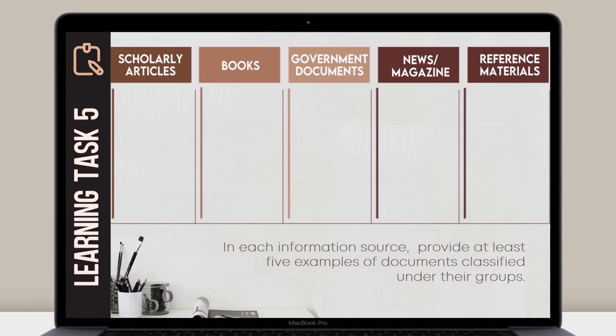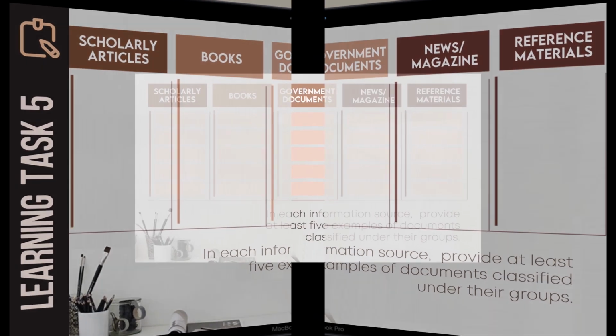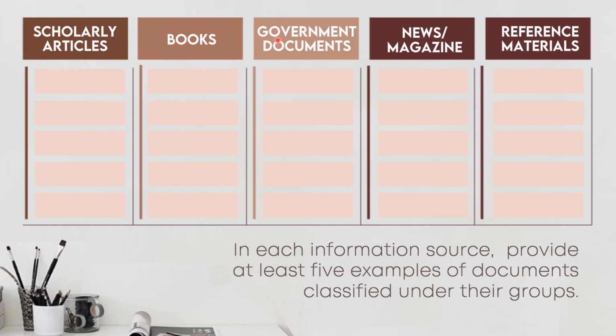Okay, so cite for example for your scholarly article. You can have examples such as empirical research, review articles, book reviews, and also a journal editorial. So, you write there, under there.